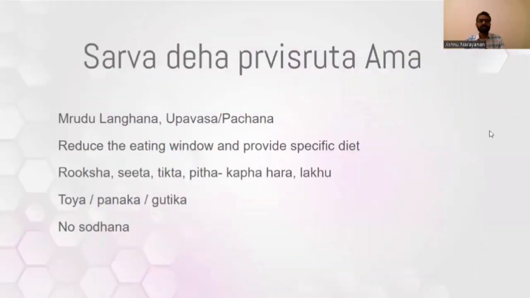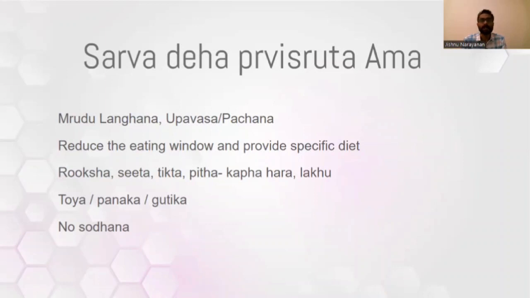If it is sarvadeha pravisrita, which we understood with the symptoms we have discussed now, then the treatment modality mostly will be mridu langhana. Shodhana is mostly contraindicated in sarvadeha pravisrita ama. We have to make it niramavastha by mridu langhana. We can use techniques like upavasa or pachana, and medicines which are ruksha, shita, and pitta-kapha hara in nature, laghu, all these can be used.